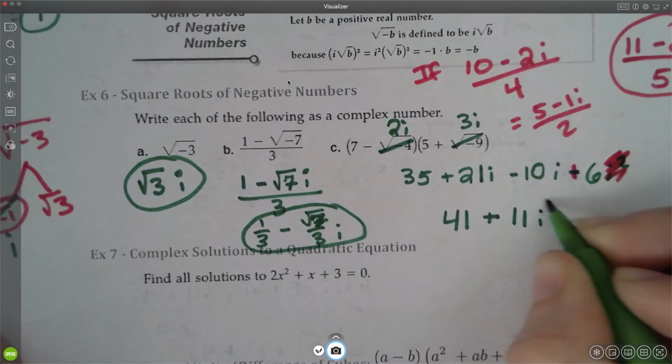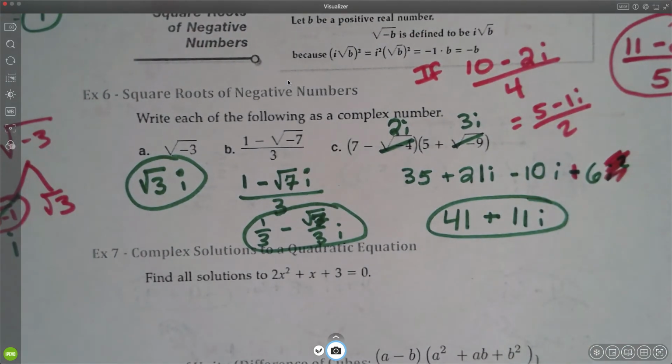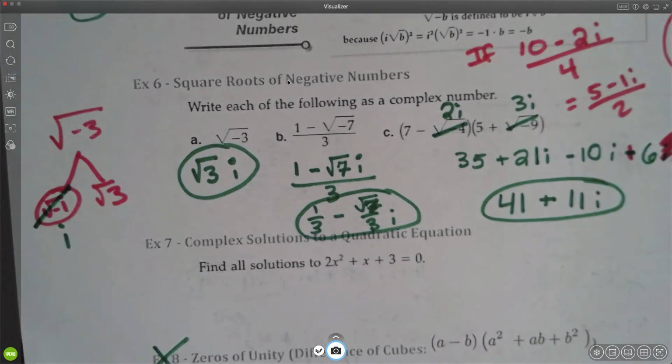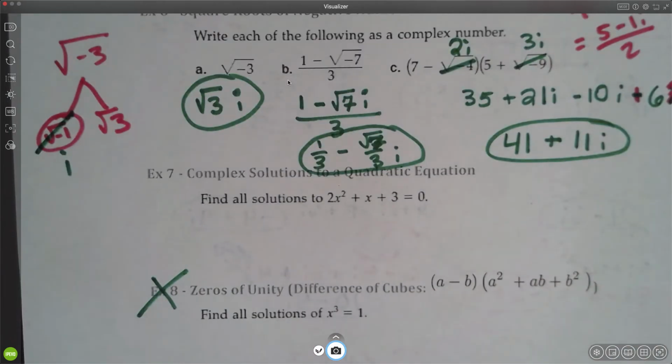All right, we're going to skip example 8 because you don't have a problem like that. And to tell you the truth, the difference of cubes, you know how we have a difference of squares? The difference of cubes formula, I don't even have that memorized. I don't really care about difference of cubes. So we're going to skip example 8. You don't have a problem like that on your homework, but we're going to do example 7.